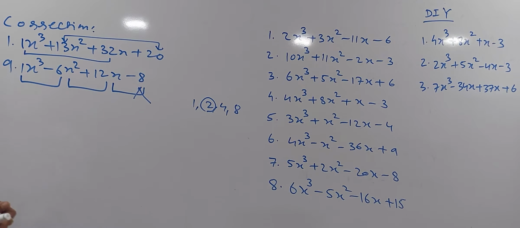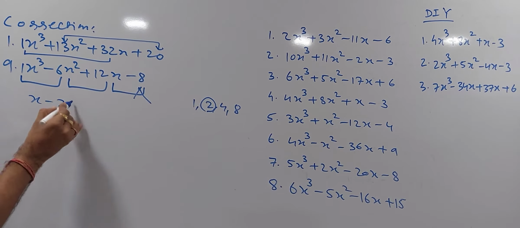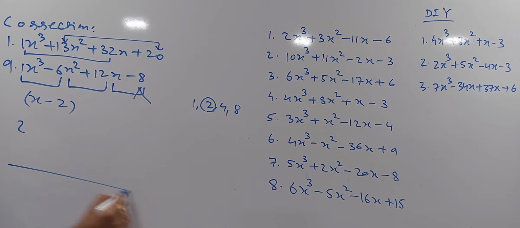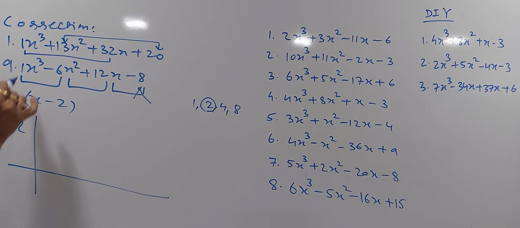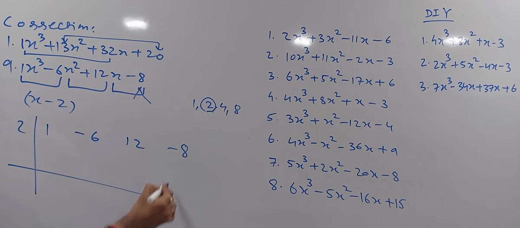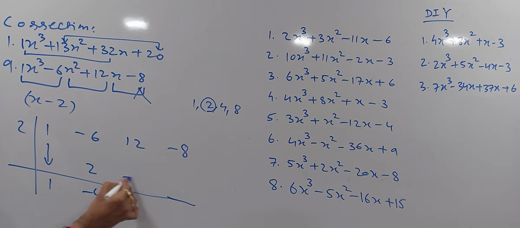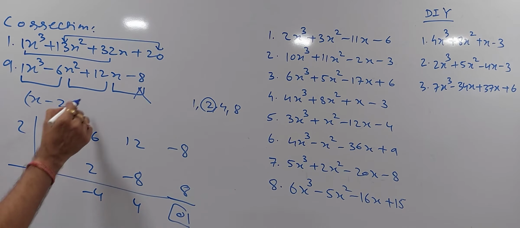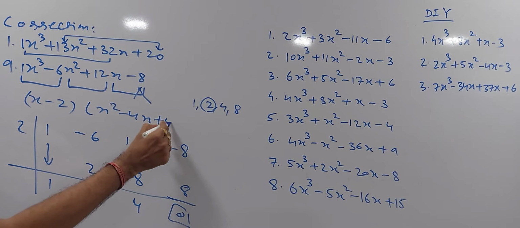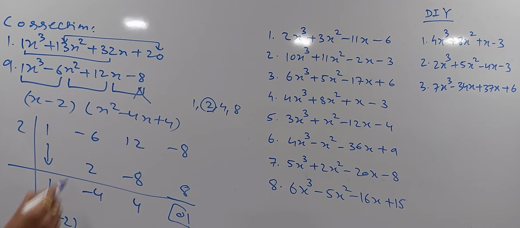That means x minus 2 is a factor. So x minus 2 is my factor, but I will use the synthetic division method. Let me try. So 2 is my zero, confirmed. The coefficients are 1, minus 6, 12 and minus 8. Drop down 1, so it is as it is, 2 ones are 2. Addition of this is minus 4, it is minus 8, 4 to the 8. So I got 0. Finally I am getting x square minus 4x plus 4, and we know that this is nothing but x minus 2 whole square. So x minus 2 and then again x minus 2 whole square. So it is like this.